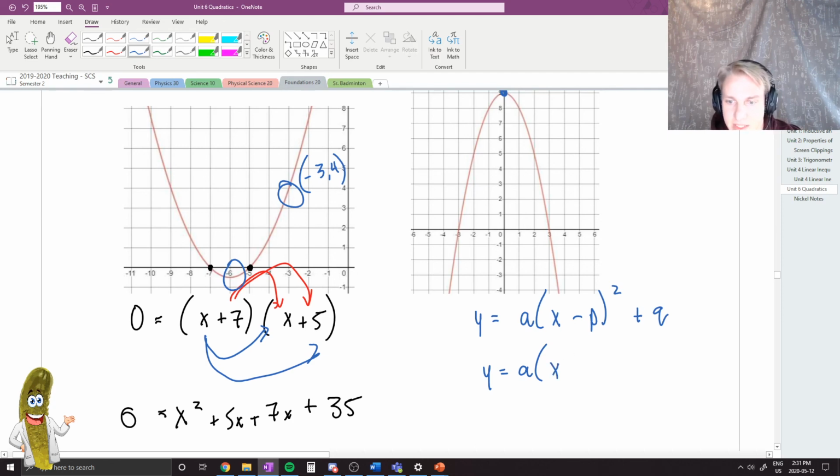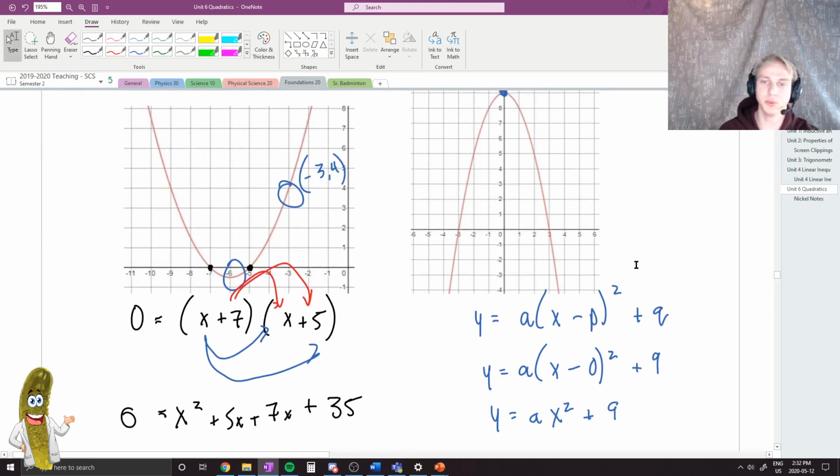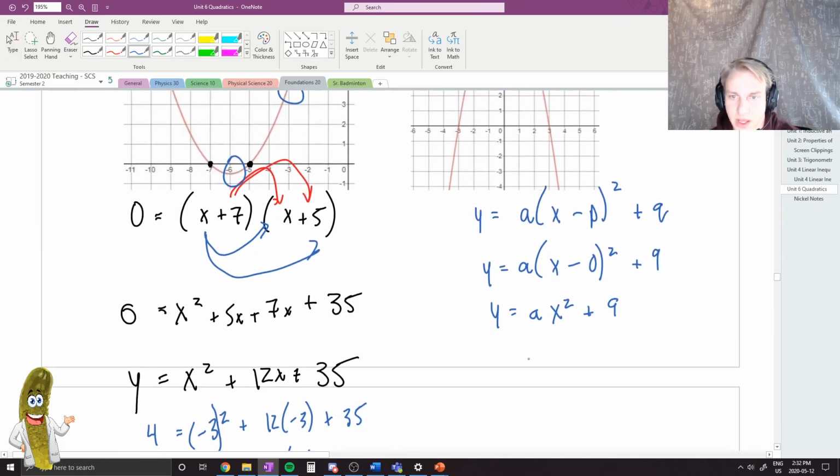So x minus, well, p in this case is 0, and y in this case, for our vertex, was 9. And so we can solve this a little bit, and we can say y is equal to a x squared plus 9. We could plug in 2 points for x and y and then solve for a. So I'm going to choose this point right here, which is an x value of 2 and a y value of 5.